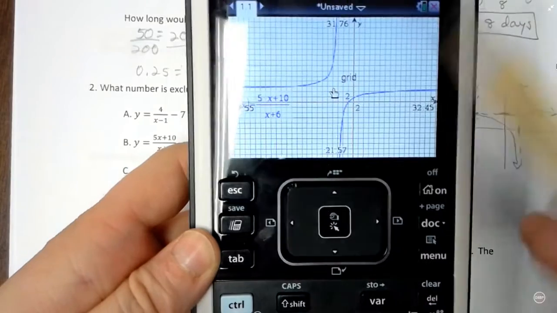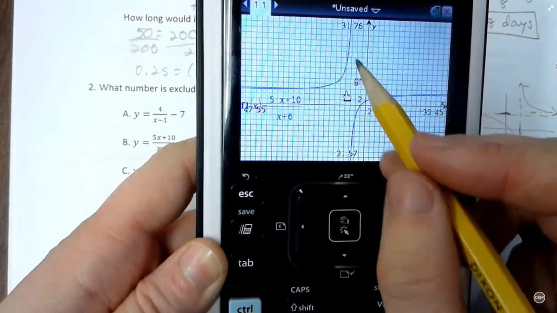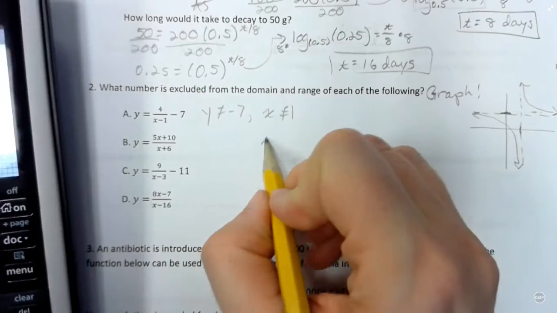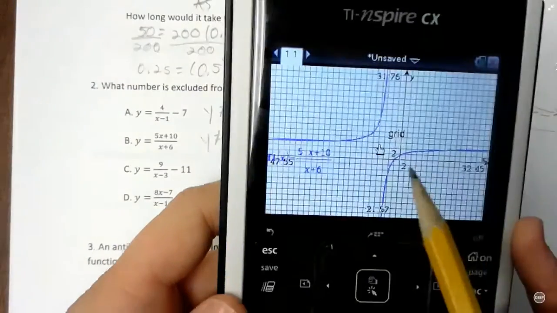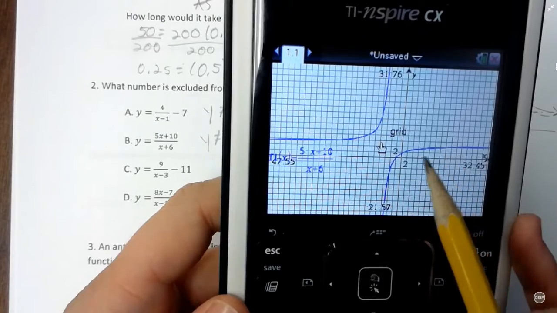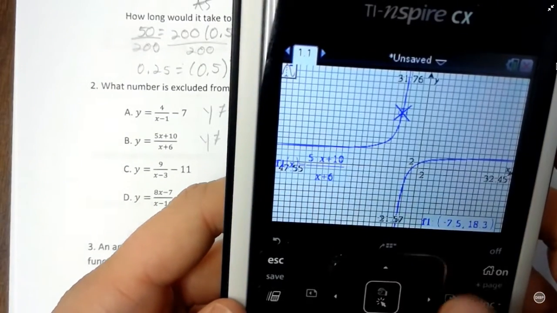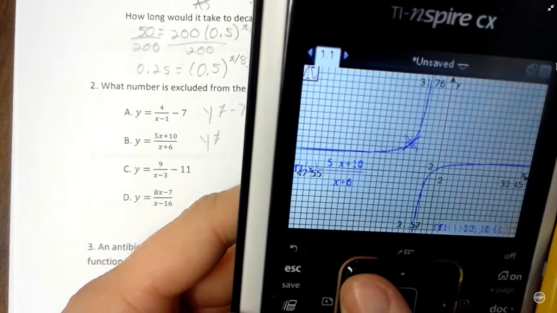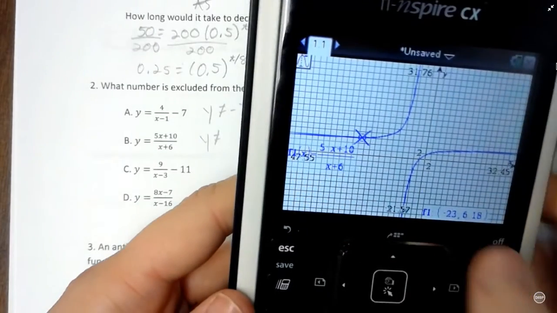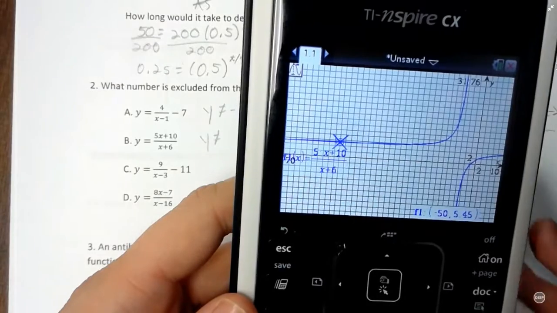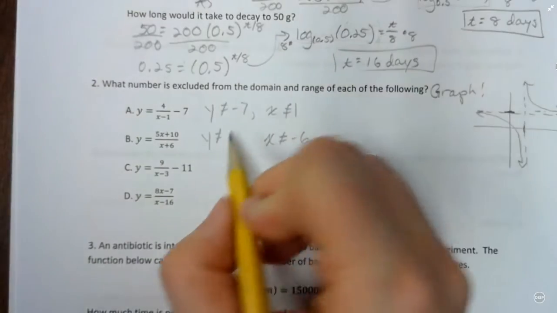So here's B. Now I've had to zoom out on B. So I've got 2, and notice these are numbered by 2s now. 2, 4, 6. So -6 is excluded from the domain. So x is not equal to -6. And then from my range, so it looks like, oh, well, let's try tracing. Kind of hard to tell on that one from the graph. And sometimes you want to skip to another x value. So it looks like it's approaching 5. So that horizontal asymptote there is going to be at 5. So y is not equal to 5.